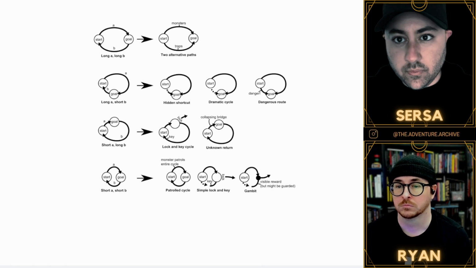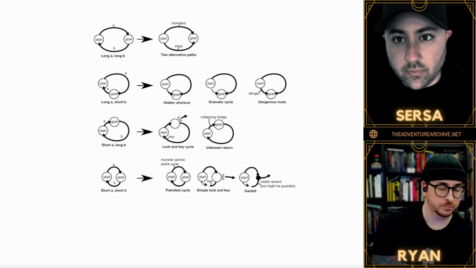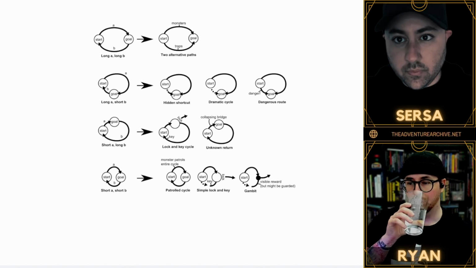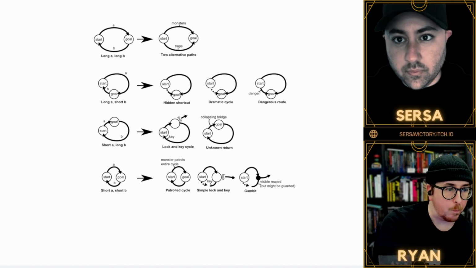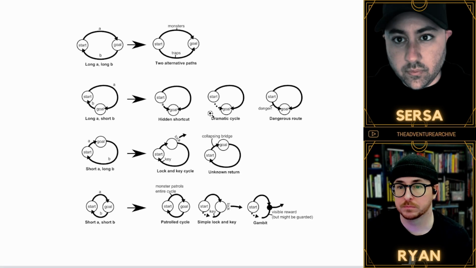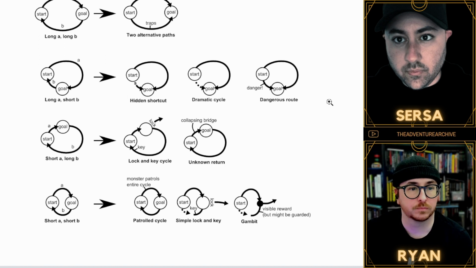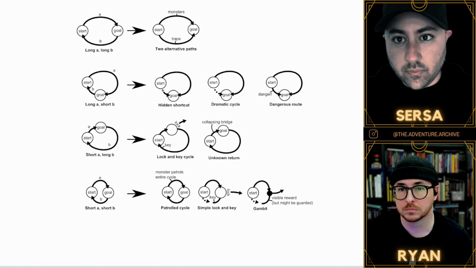Rather, what we're doing is pulling from a menu of very common dungeon flows and interactions, right? I don't know if you can see it super well on the screen, but there are things like two alternative paths. So there are two paths through the dungeon. Down one path, it might be themed around monsters. Down another path, it might be themed around traps, and the players can choose which way they want to go. There's things like hidden shortcut, where maybe there's a long path to the goal, but there might be a hidden shortcut that lets them avoid a monster or a trap.